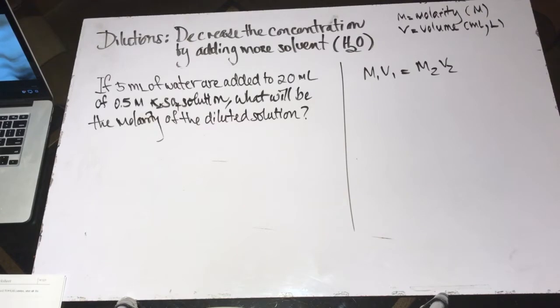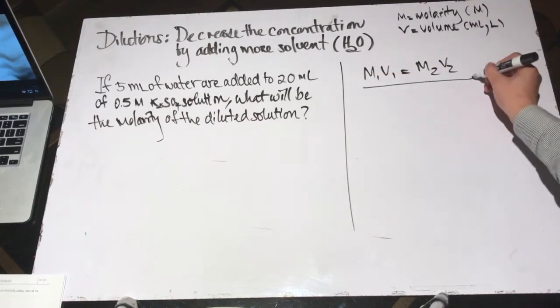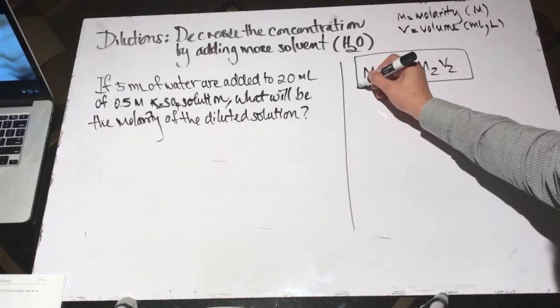Okay, this video is all about dilution. So you're going to have to understand what dilution is. Dilution means decreasing the concentration by adding more solvent, which is water. Basically, what I want you to understand is that these are the equations. This is going to be the only equation you need to know for dilution factors.